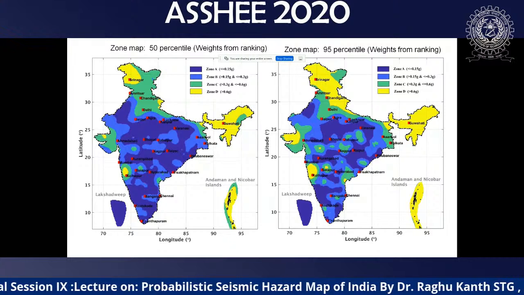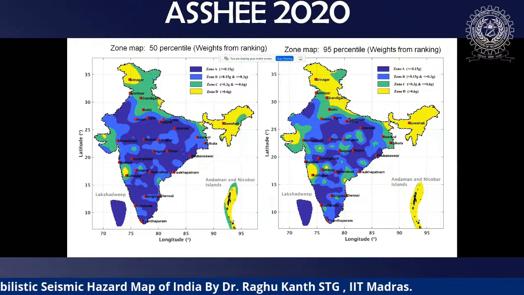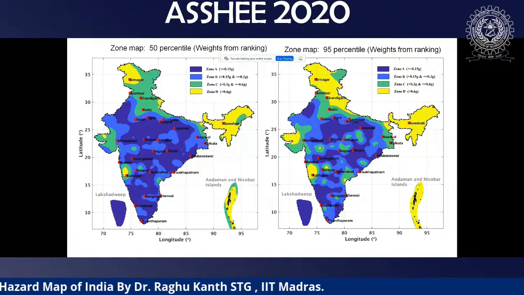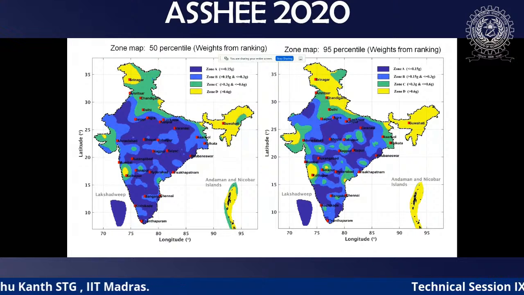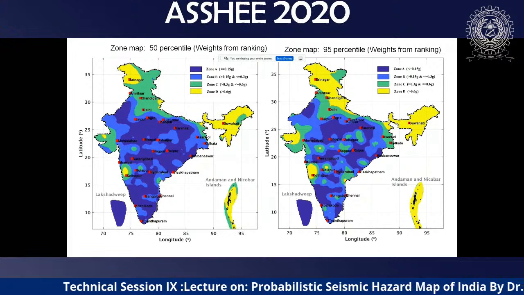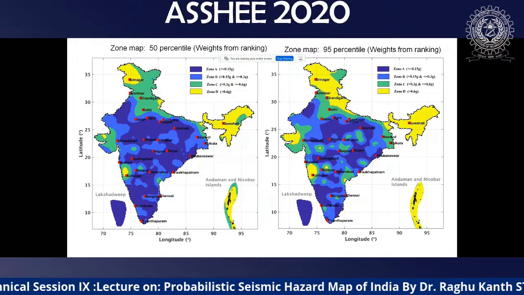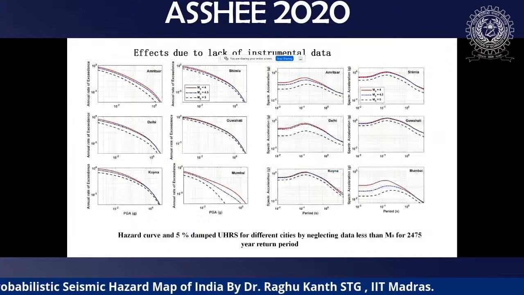This is a zone map based on the 50 percentile hazard map, and this is a zone map based on the 95 percentile. If you use 95 percentile, then the zone D area will obviously increase. So now the PGA values for all these zones will be like, zone A is 0.15 G, then we have 0.3, then 0.6, and maybe some 0.84 G. So these numbers are under discussion, or the debate itself.